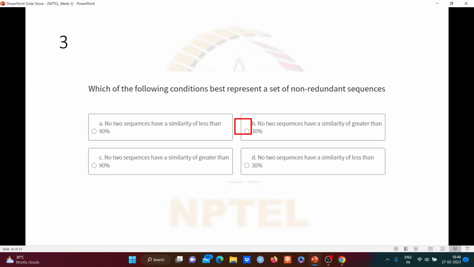The solution is B. As I mentioned, option B states no two sequences have a similarity greater than 30%. So the possible similarity values are less than 30. And when we check option D, no two sequences with a similarity less than 30, that means the options come to 40, 50, 60, which is against the similarity rule.